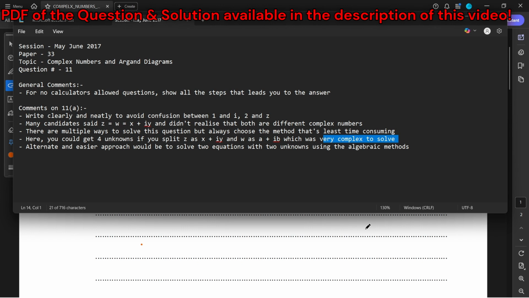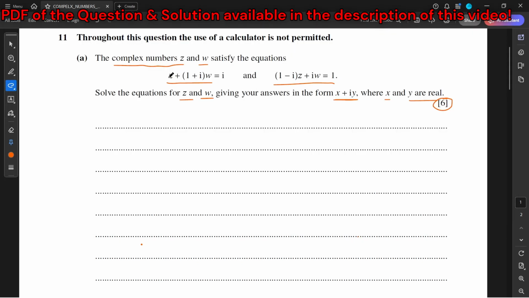Basically, just treat these two equations with two different unknowns. Let's say, for example, you make Z the subject of formula, and then just substitute the whole expression in this equation and solve for W. Once you get the W, substitute W back into this equation and solve for Z. That will be the easiest possible method. So I hope that this has given you some idea of how you can attempt this question.